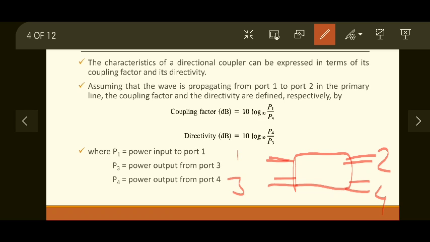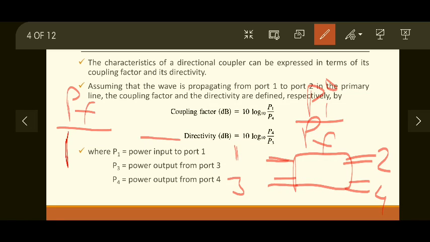Then the coupling factor, which is expressed in decibels, that is dB, can be given by 10 log 10 of P1 upon P4. That means P1 is here, so it is also called Pi, and P4 is Pf. So incident power upon forward power gives you the coupling factor. Now directivity, again expressed in decibels, is a ratio of P4 upon P3. That means for directivity, forward power upon backward power.